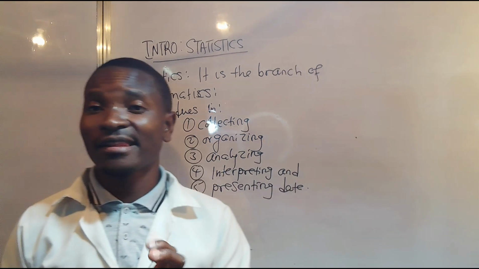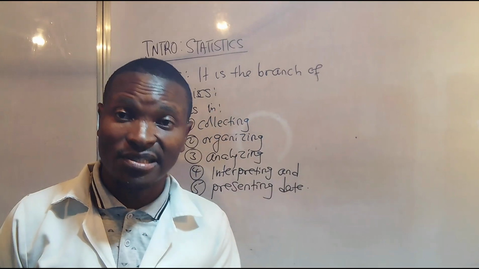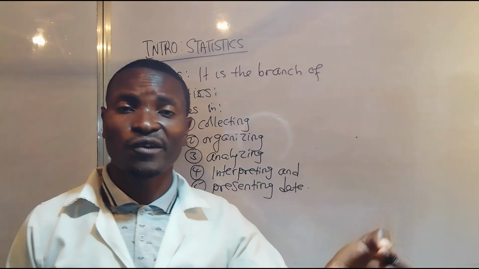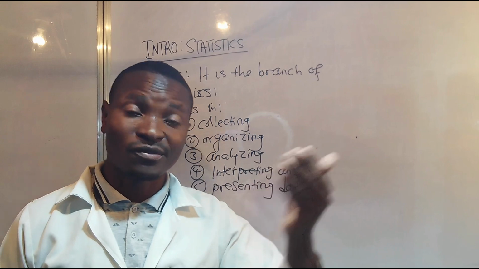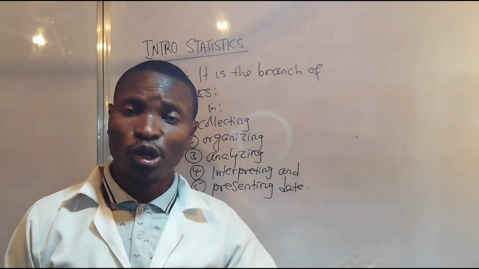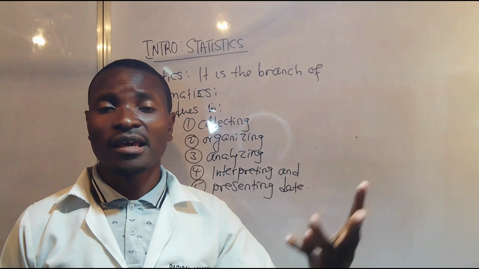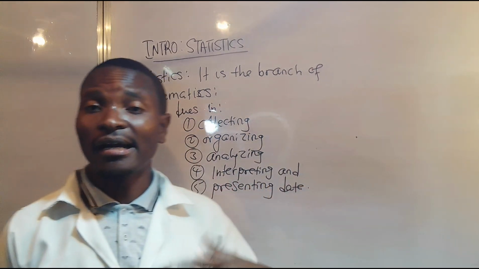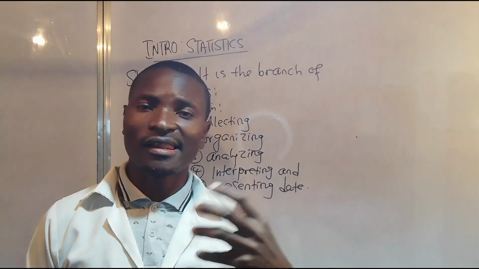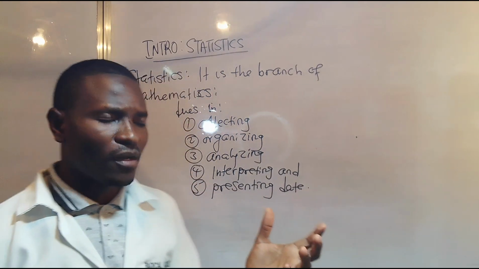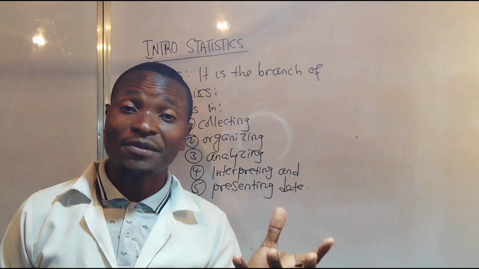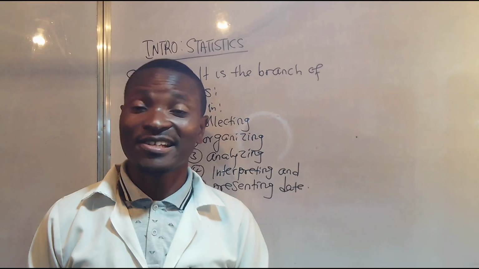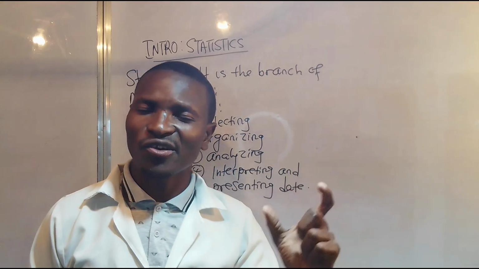Okay, so now some of the things that we must be able to understand when it comes to statistics is that it is the branch of mathematics that deals with, number one, collection of the data, and number two, organizing the data. Number three is analyzing the data, number four is interpreting the data, and number five is presenting that data. So these are the five steps that you have to understand in order for us to clearly understand what statistics is. It is the branch of mathematics.